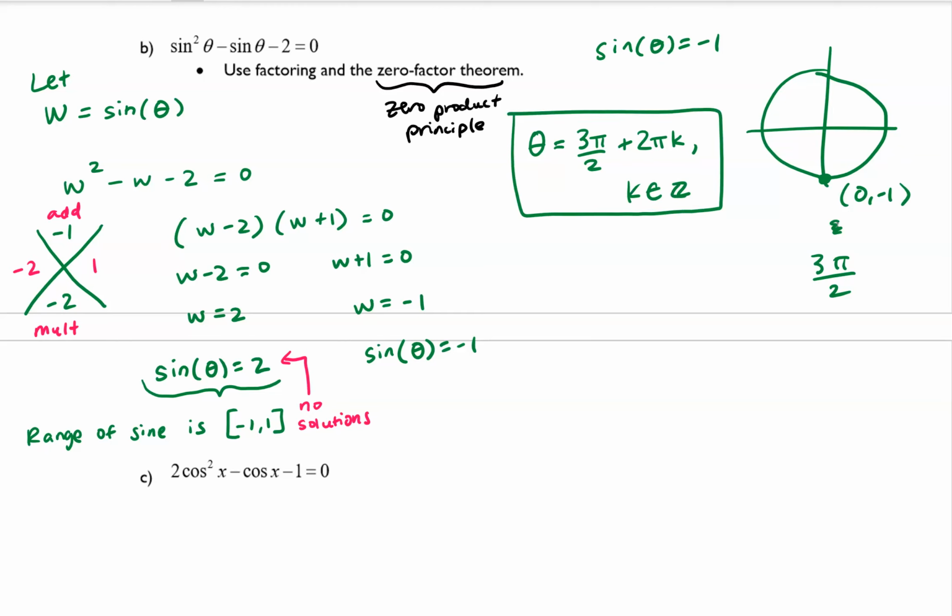And again, remember that this equation produces no solutions since 2 is outside of the range, so there is no angle theta such that when you take sine of it, it'll give you an output value of 2.